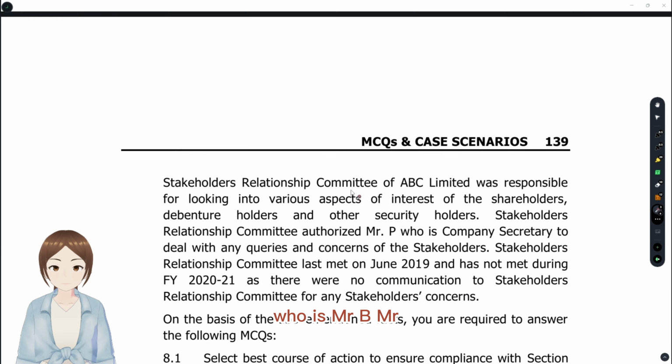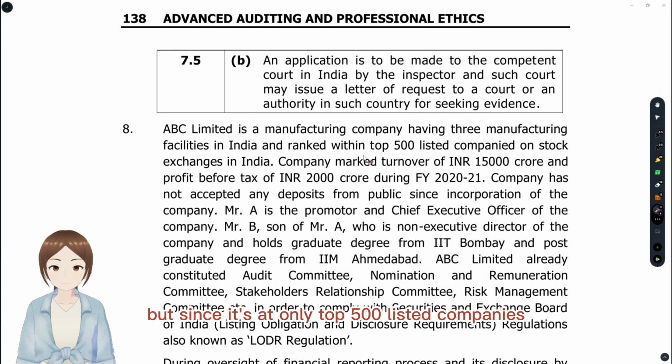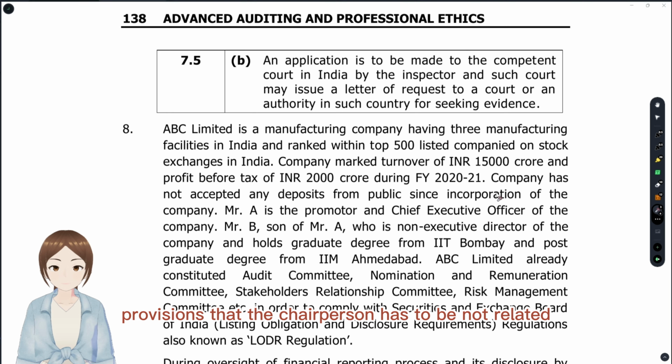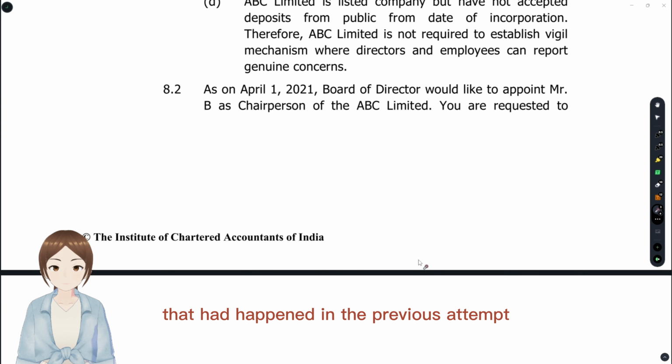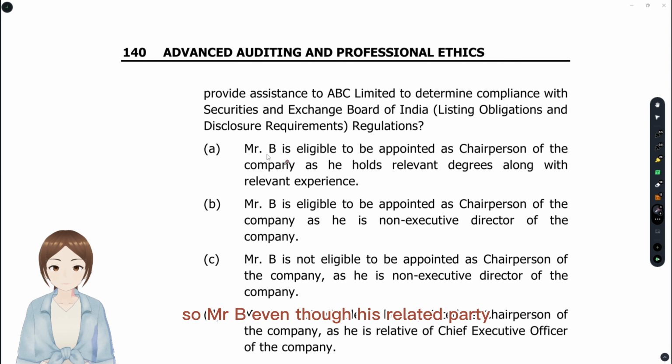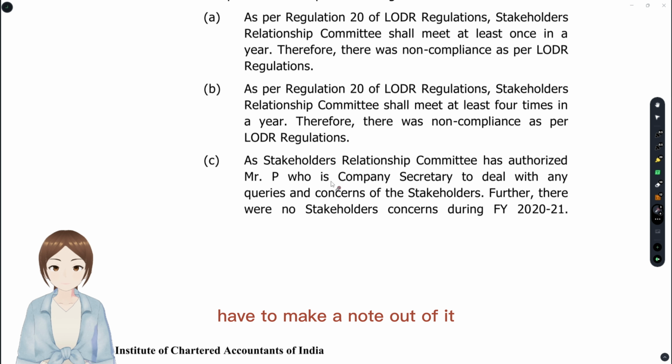And the second one is, the board of directors would like to appoint Mr. B as chairperson of ABC. Who is Mr. B? Mr. B is the son of Mr. A, where Mr. A is the promoter and CEO. That is, Mr. B is a relative of the promoter. But since it's a top 500 listed company, the provision that the chairperson has to be not related was not there. That was an amendment that had happened in the previous attempt. So Mr. B, even though he is a related party, is eligible to be appointed as chairperson. Option A is the right answer, but you find here it says not eligible, as it is not as per the latest amendments. I have to make a note of it.